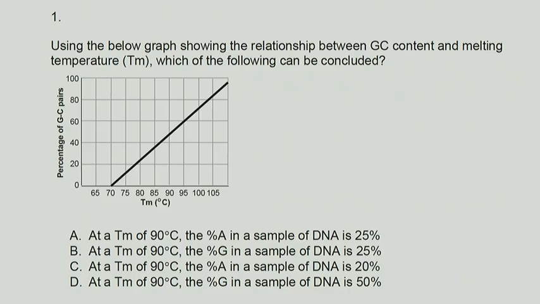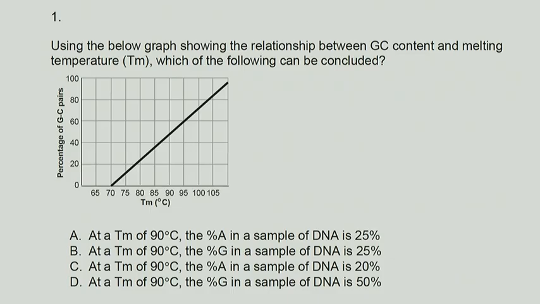Let me try to find a marker that works. So you have your reference graph. You go over to the 90 C, you go up, you look across at the reference graph, and you see on this axis that we're at 50% GC. That means you have 25% G and 25% C. It also means you have 50% AT, and because they are equal, you have 25% A and 25% T.